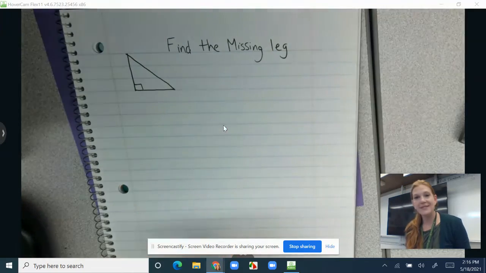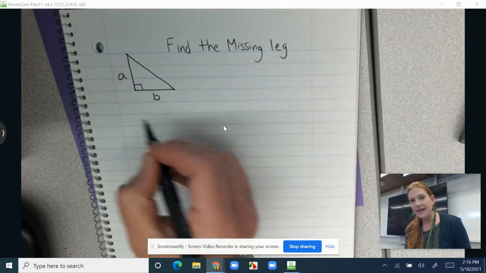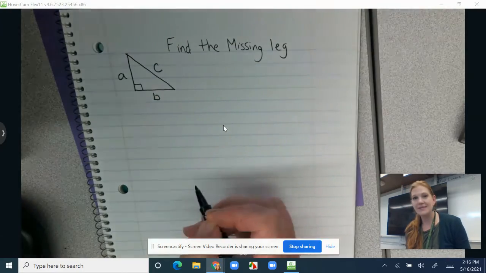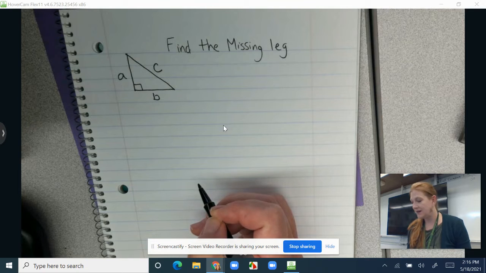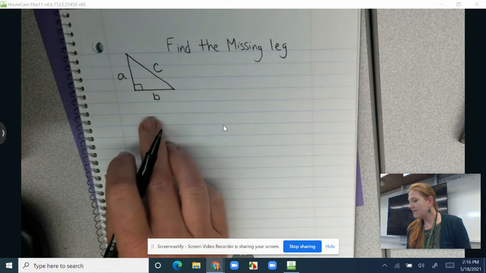We know it's a right triangle because it has a 90-degree angle. This is our leg, another leg, A and B. And then our hypotenuse is always C, and it's going to be the longest side. So given a right triangle, we are going to try and find the missing part.